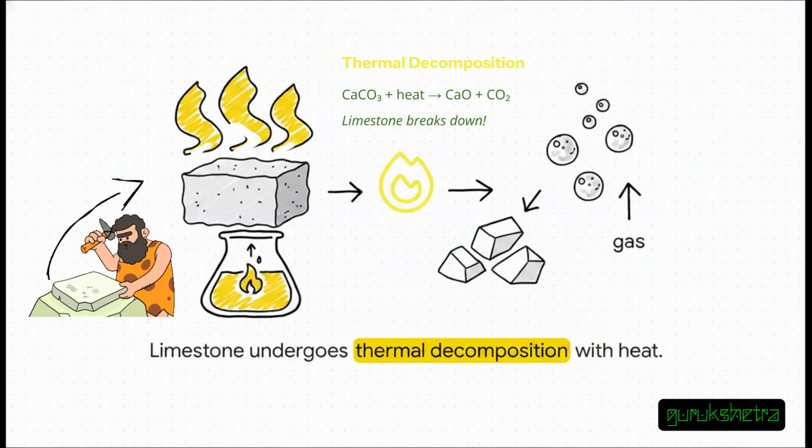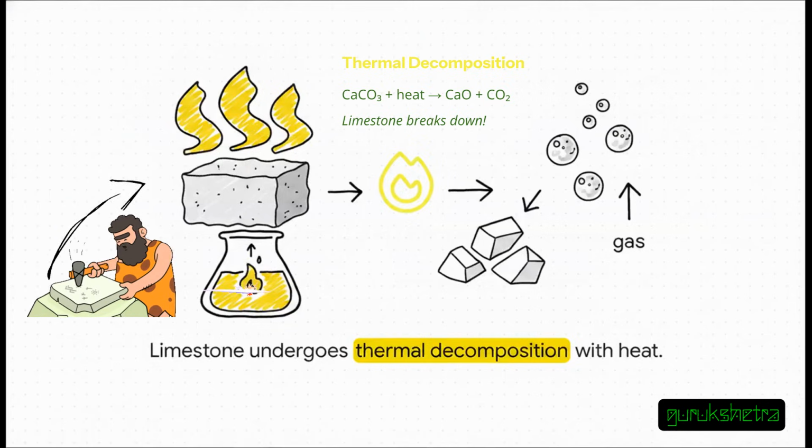Let's draw out the 3 specific types of decomposition you need to memorize, starting with thermal decomposition. This is when intense heat literally cooks a compound until it breaks down. The classic syllabus example? Limestone, or calcium carbonate. When you heat it strongly, it breaks apart into solid calcium oxide, our old friend quicklime from earlier, and carbon dioxide gas.